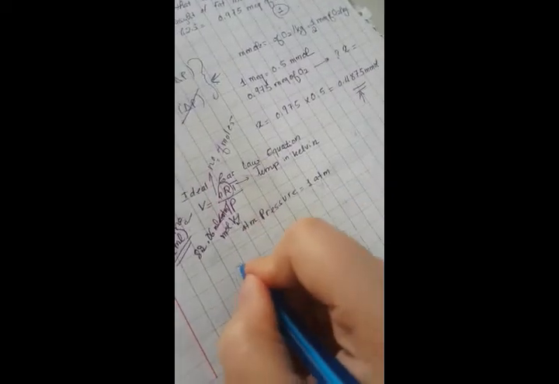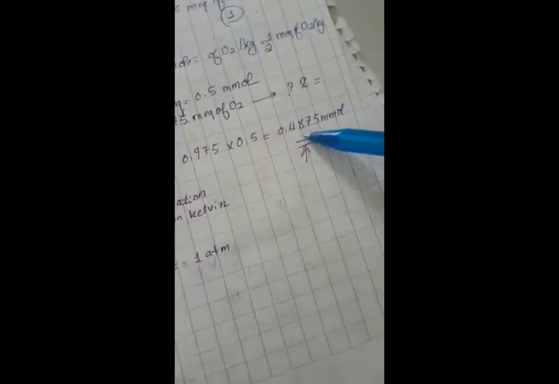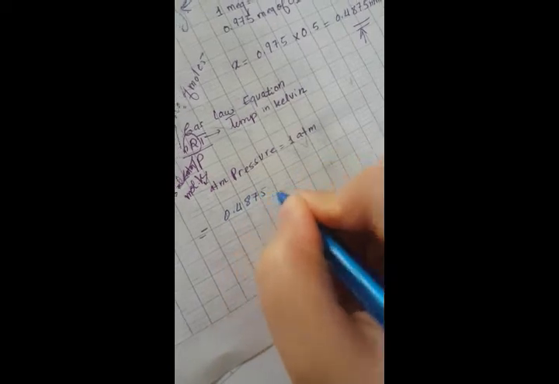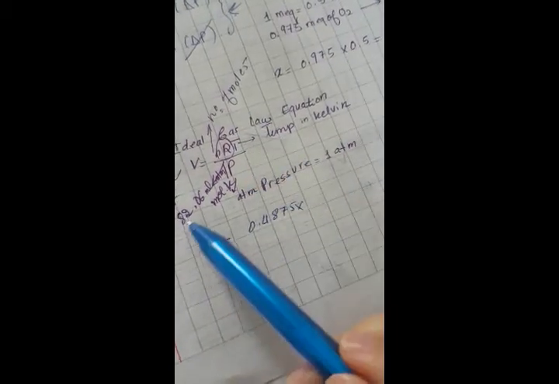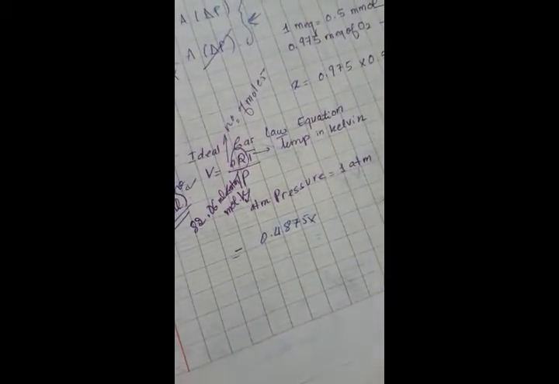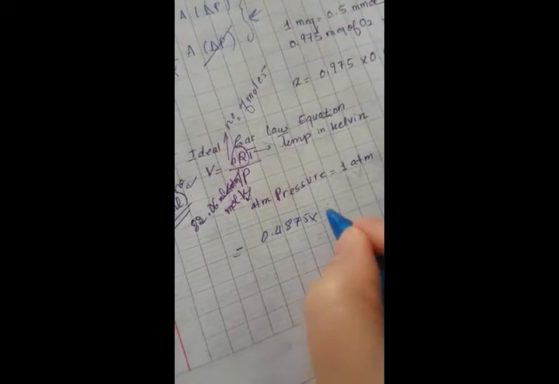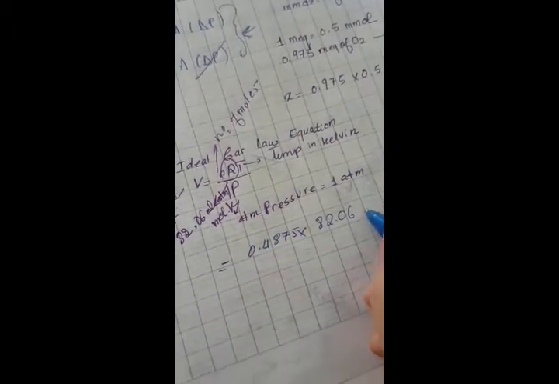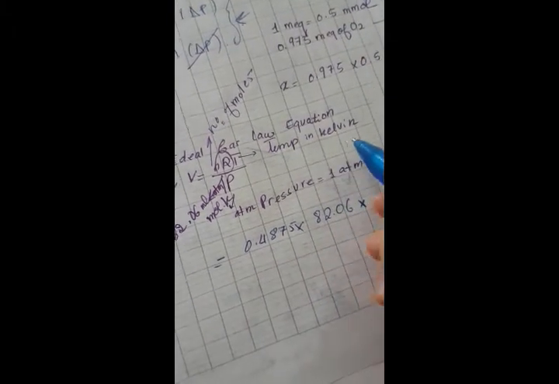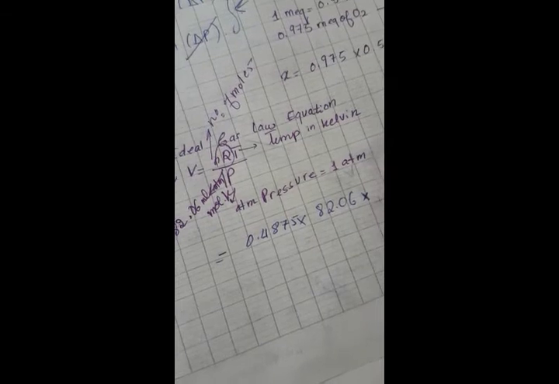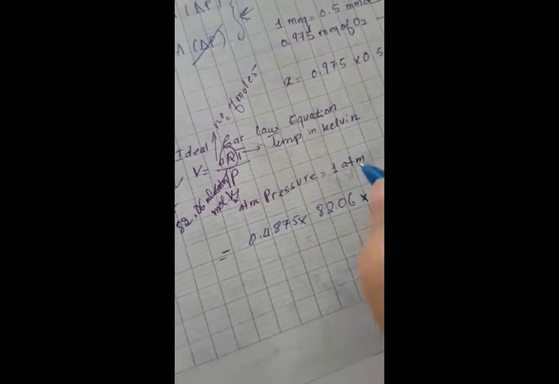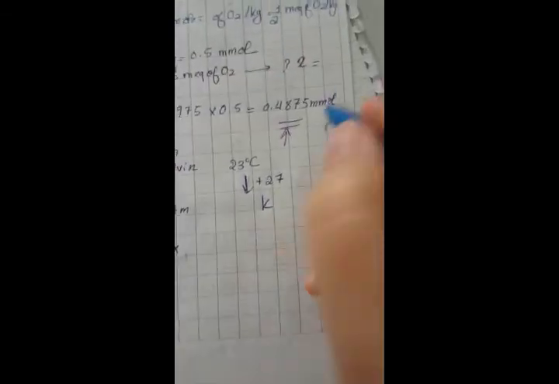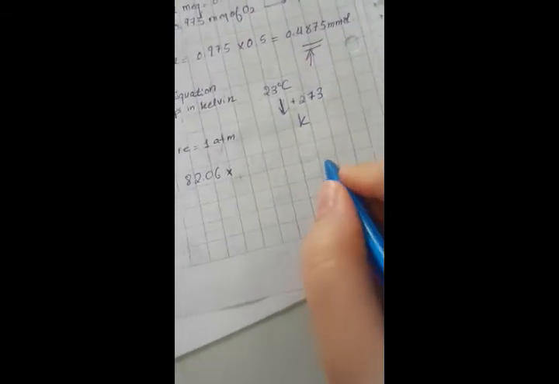I'm gonna write it down. And I have it over here, 0.4875 times R, the value also that is known, 82.06. Okay? Times T, I'm saying that the temperature is in Kelvin, and we have the temperature 23 degrees Celsius. To convert it to Kelvin, I have to add 273.